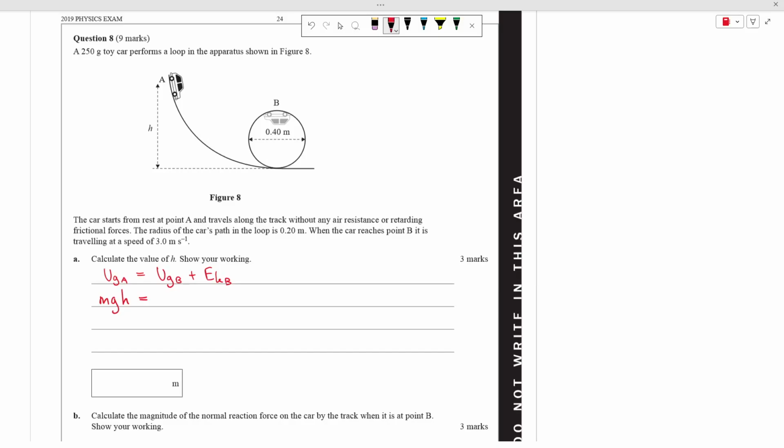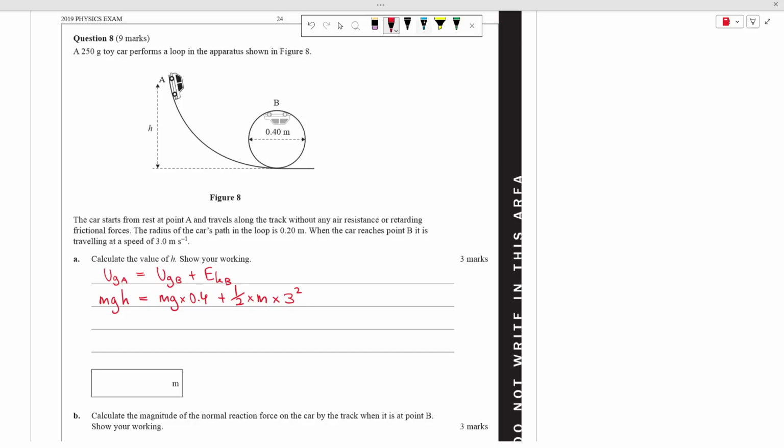And at the top of the circle, we have mg times the height of the circle, which is 0.4, plus kinetic energy at the top of the circle, that's half times mass times, how fast is it going? 3 meters per second squared. Cool, and our job here now basically is to work out what h is.